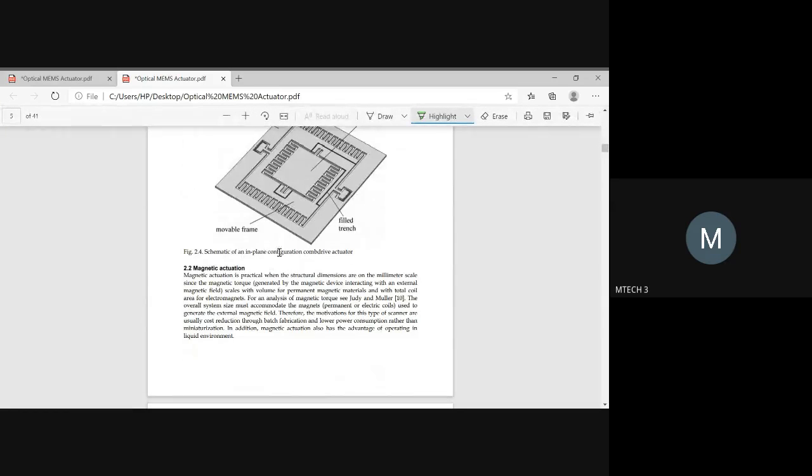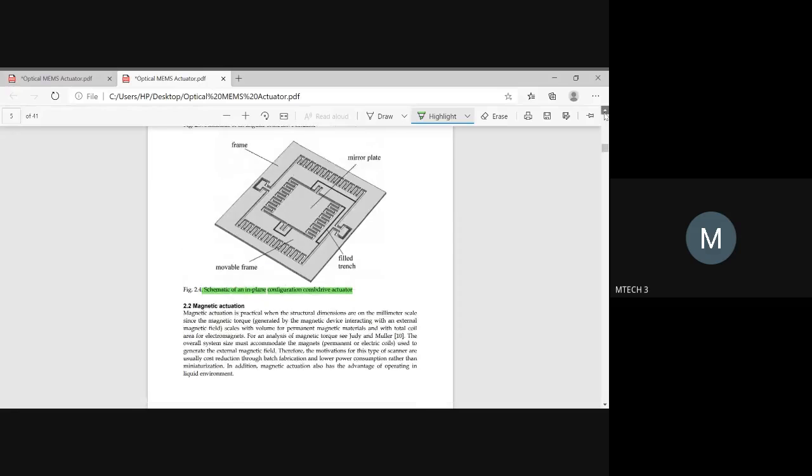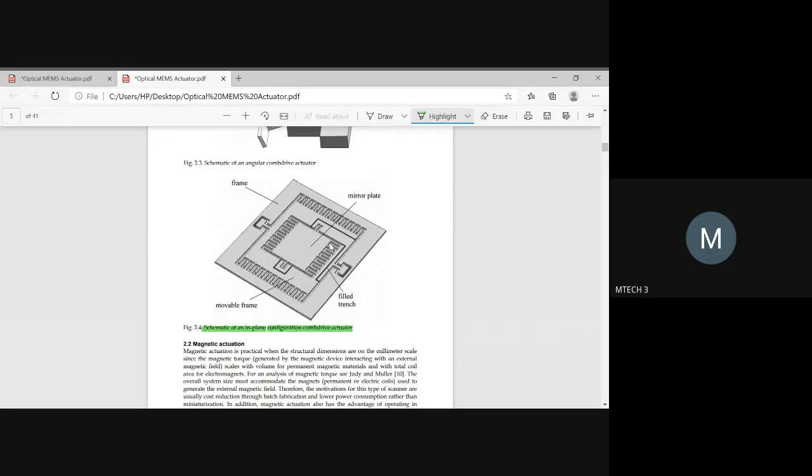So you have a schematic of an in-plane configuration combo drive actuator. This is also a combo drive actuator wherein you have figured out different cantilever beams as per the requirement in a single chip. So this is also a type of combo drive actuator which has been done. This is in plane configuration, whereas it is an angular combo drive. Here you don't have any angular inclinations. It is in plane with respect to the plane of the given substrate.